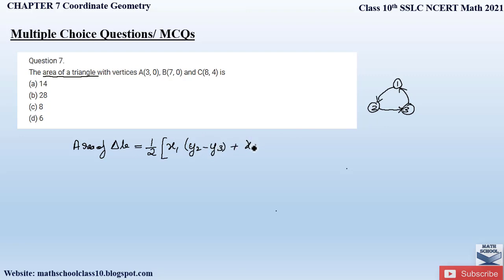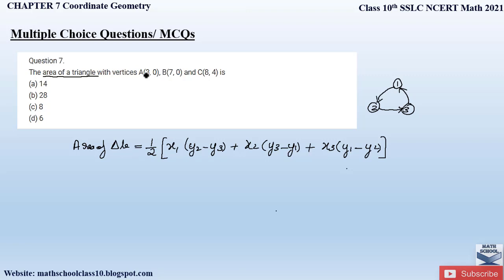Similarly, now I'll take x2. So what is the number after 2? It is 3 and 1. So it is y3 minus y1 plus x3. So what is the number after 3? It is 1 and 2. So here I'll take y1 minus y2. This is the manner in which you remember the area of a triangle.